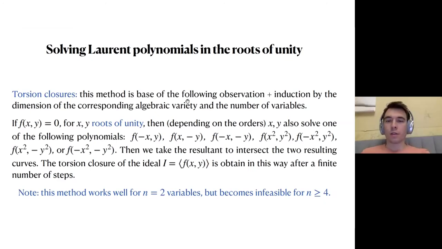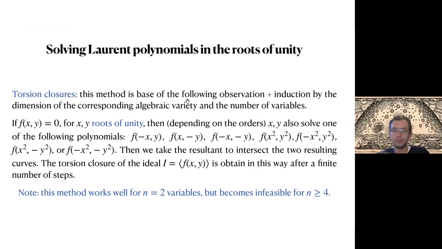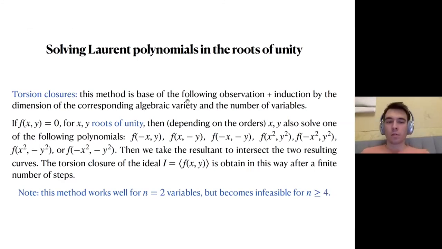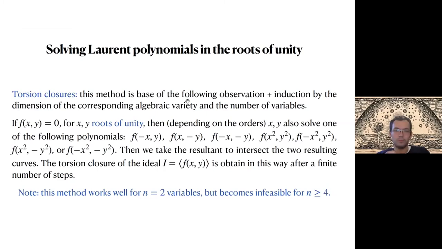And the torsion closure is the method or the object? It is an object. The torsion closure is an object. And it is defined by the ideal generated by the polynomial f of x, y, right? Well, yeah, in this case you can adopt this definition. You can say that if f of x, y has a solution in the roots of unity, then I just do this process of finding yet another curve of one of those forms listed, like f of negative x, y, f of x, negative y, and so on. Writing it down, I now have terms, taking the resultant, and thus intersecting them, and so then I go down in the dimension of the ideal.